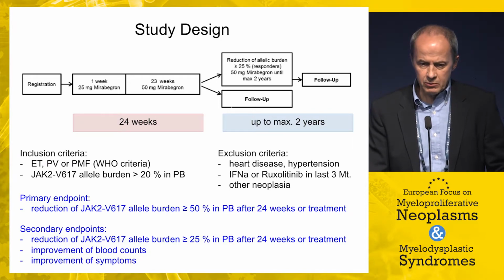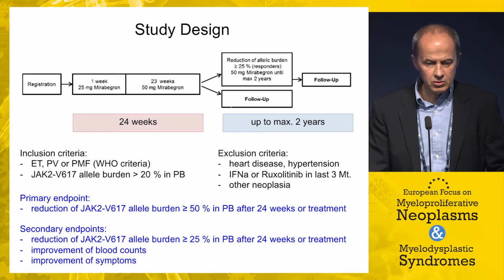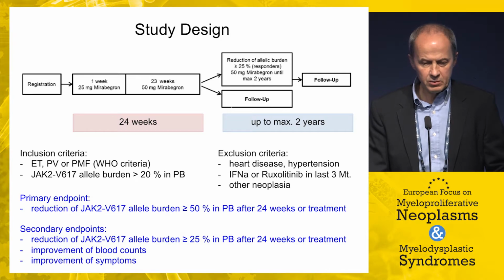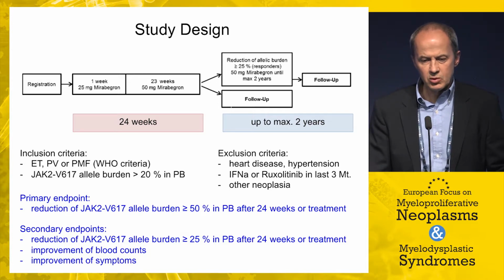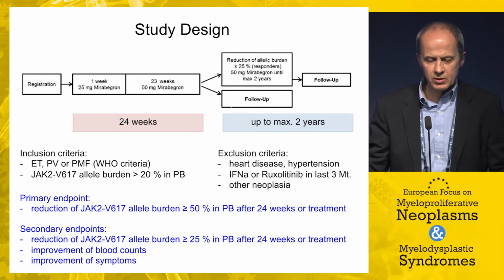And then we checked after 24 weeks for the endpoints, which were reduction of mutant allele burden, and secondary endpoints, reduction of allele burden below 25%, improvement of blood counts, or improvement of symptoms. I should also say that patients treated with interferon or ruxolitinib were excluded, but not patients treated with, for example, hydroxyurea.